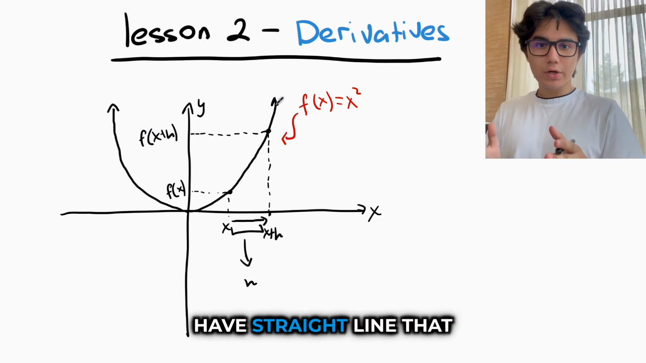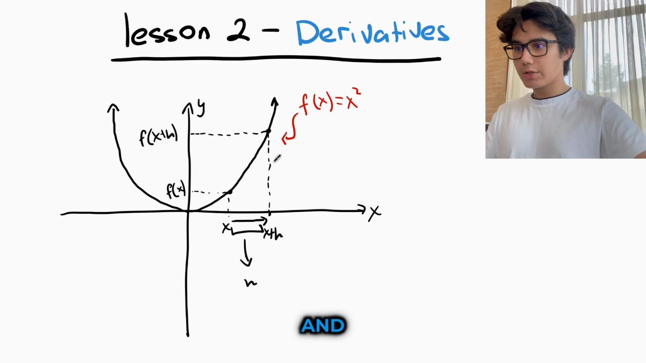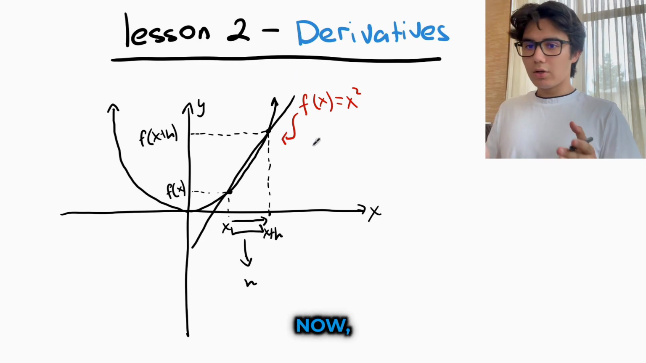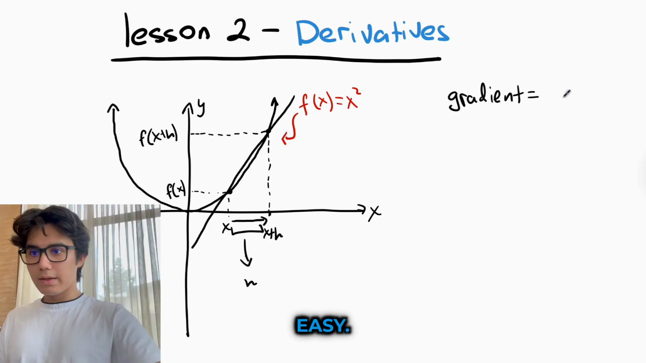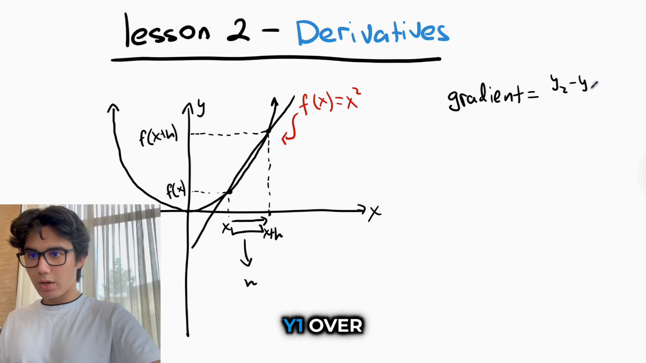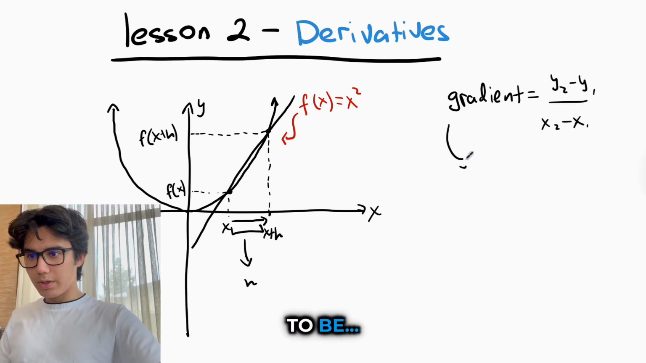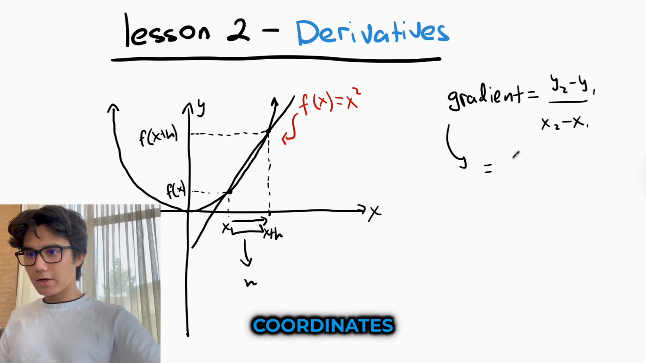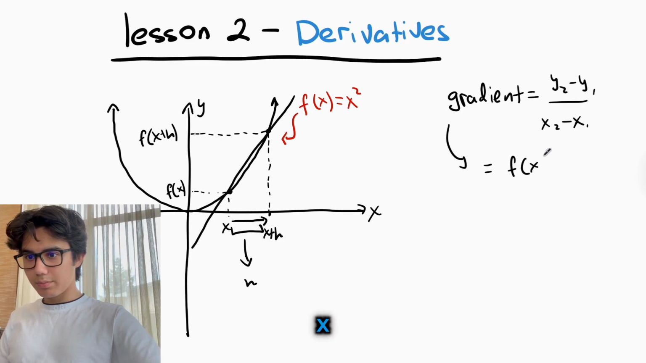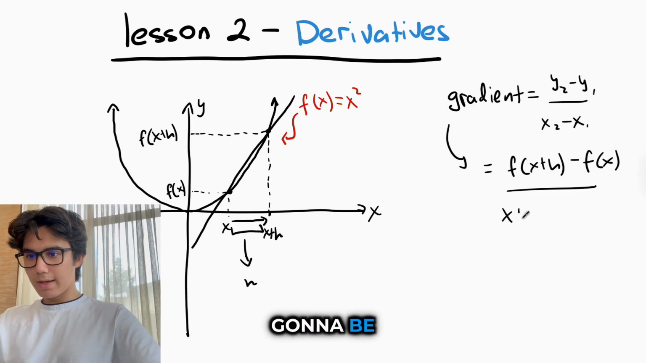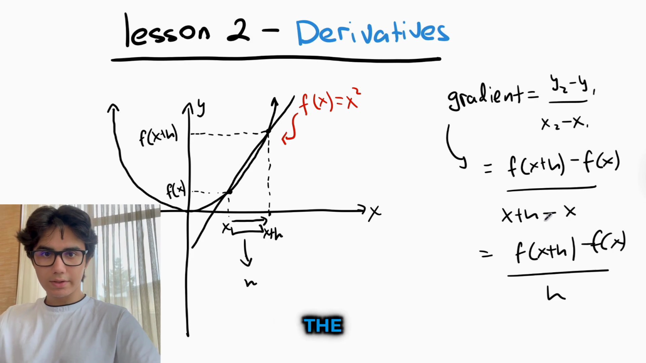Now say that we have a straight line that connects the 2 points, and so it will look something like this. Now to find the gradient of a straight line is easy. It's given by y2 minus y1 over x2 minus x1. And so the gradient is going to be, our y coordinates are simply f of x plus h minus f of x. Our x2 is going to be x plus h, and our x1 is going to be x. And so this simplifies to, the x's cancel out in the denominator.